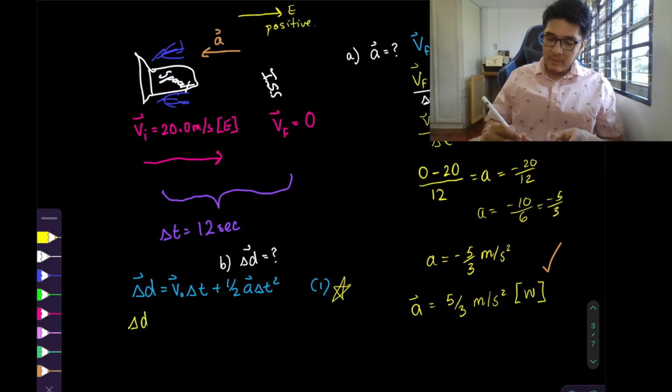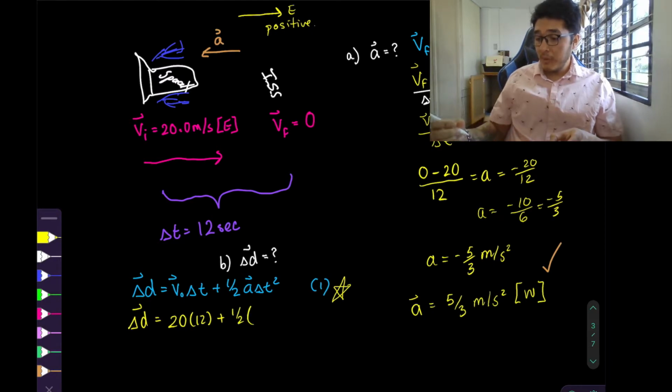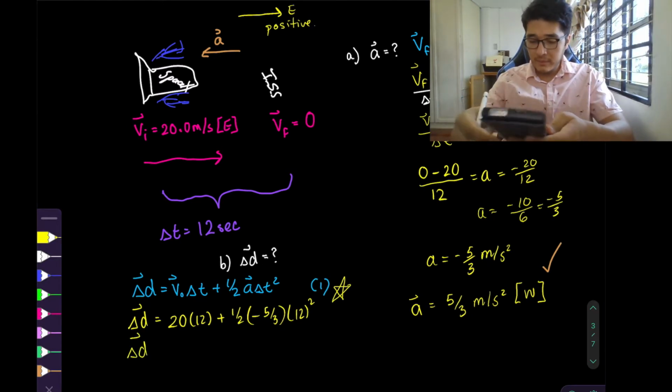So our delta d, we're going to leave it as a vector. Our initial velocity is to the right, so it's a positive quantity. 20 times 12 plus 1 over 2. Acceleration was west, so we have to change that to be negative, times 12 squared. So let's calculate this.